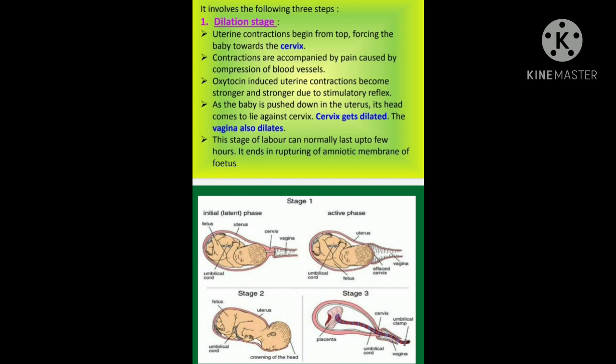This stage of labor can normally last up to a few hours. It ends in rupturing of the amniotic membrane of the fetus. This is all about the dilation stage.